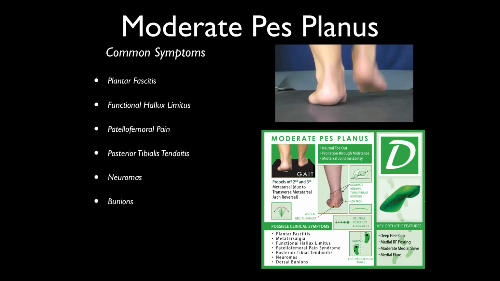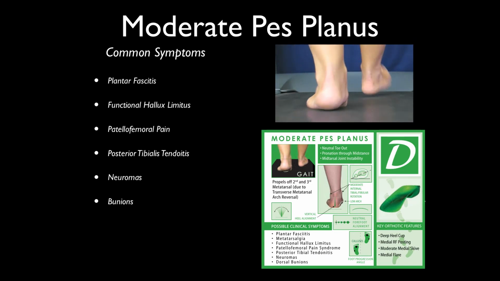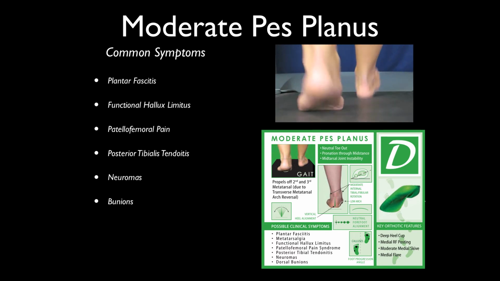This foot type frequently results in plantar fasciitis, hallux limitus, patellofemoral pain, neuromas, and bunions. Callus formation is typically seen at the second, third, and fifth metatarsals.